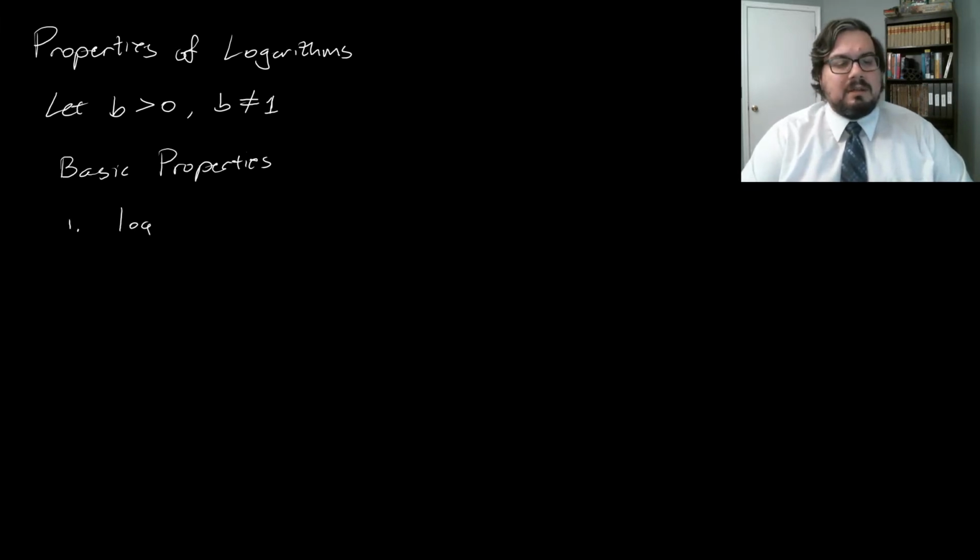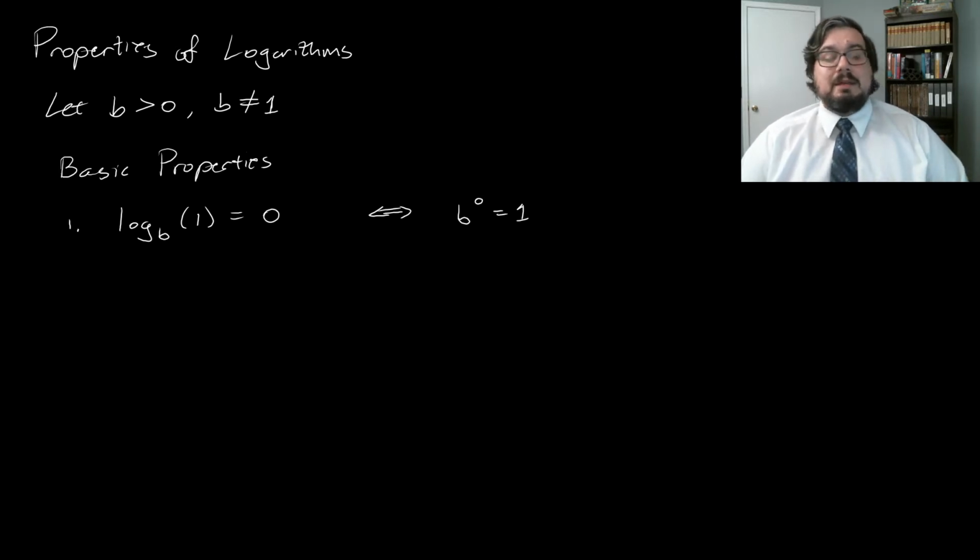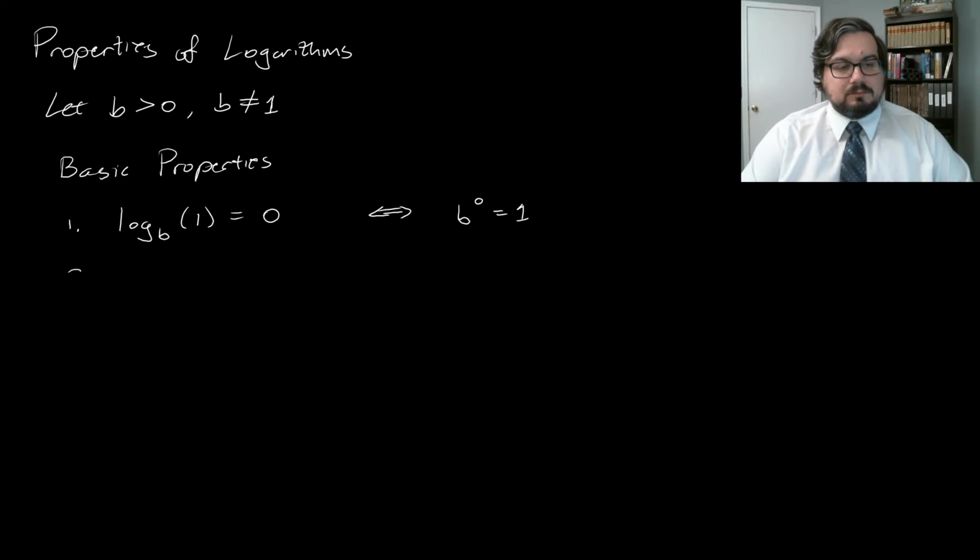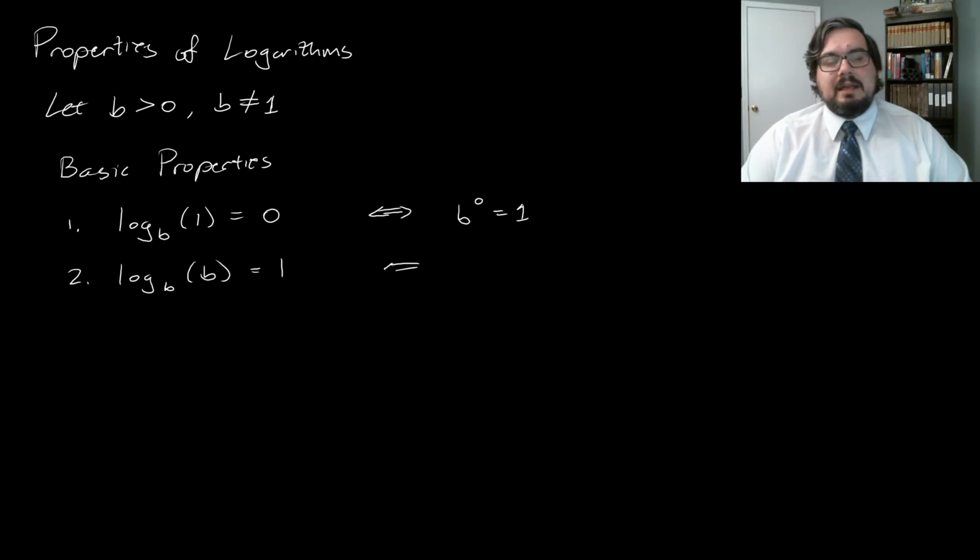So part 1, the logarithm base b of 1 is equal to 0. No matter what base we're working with, if we evaluate the logarithm at 1, we get 0. And this is because b to the 0th is always equal to 1 for any valid base b. We also have the log base b of b is equal to 1. And this is because any b raised to the first power gives us b back. Now these two we already saw last time by noting that the points (1, 0) and (b, 1) are always on the graphs of the logarithm with base b.